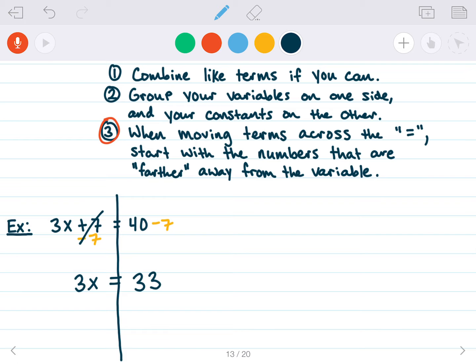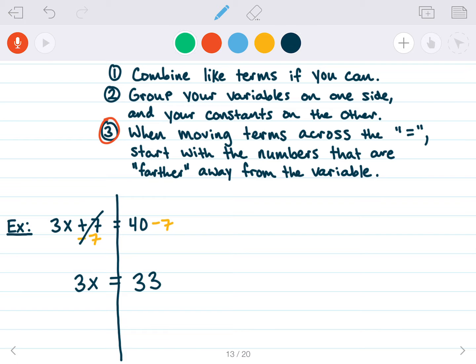So my seesaw is still balanced. I have 3x on the left side and 33 on the right because I took 7 pounds away from both sides. Now what I need to do is get x by itself. So again, I look to the left. That's where x is. What is happening to x that I can get rid of? What's happening is multiplication by 3.